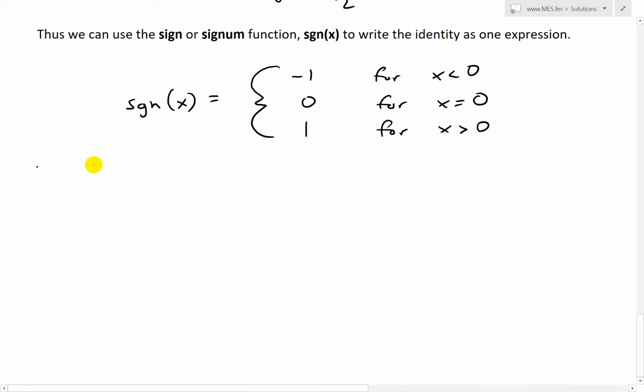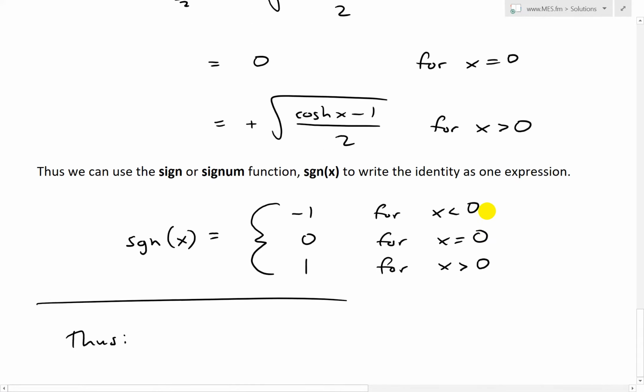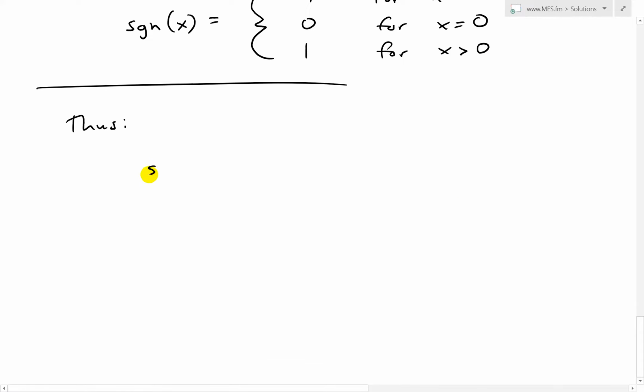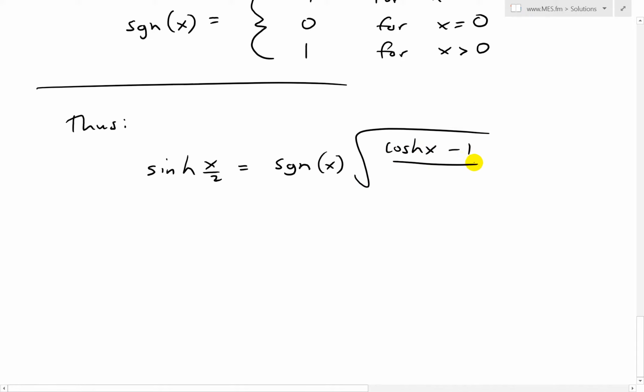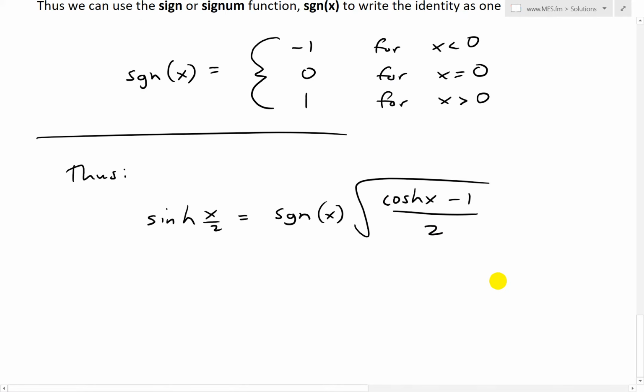So thus we could write this entire thing as one expression. So we could write, thus, sinh x over 2 equals signum of x times the square root of cosh x minus 1 over 2. And here we have taken into account basically whatever x is. If x is less than 0, then that just becomes negative. If x is greater than 0 it becomes positive, and if x is 0, this is just 0 and doesn't affect anything.